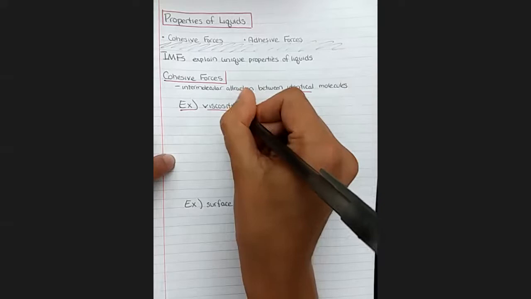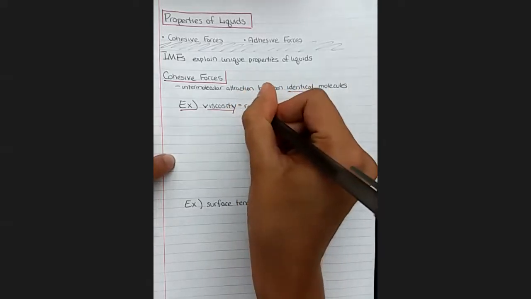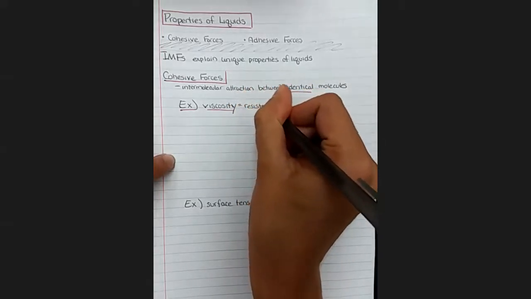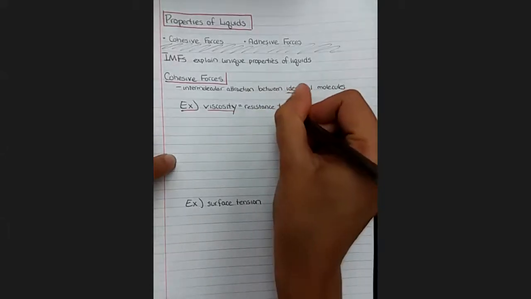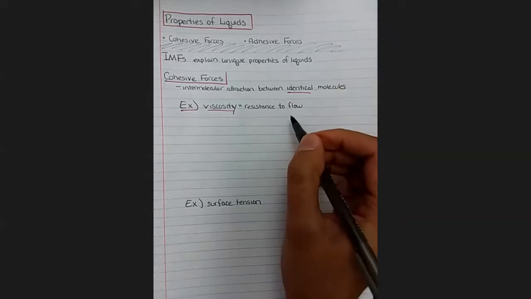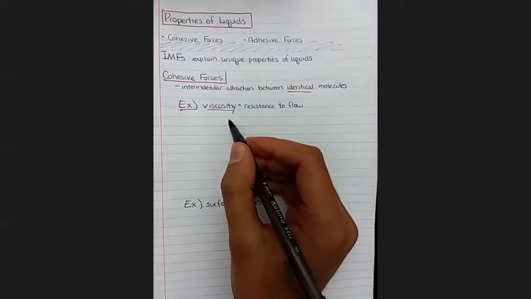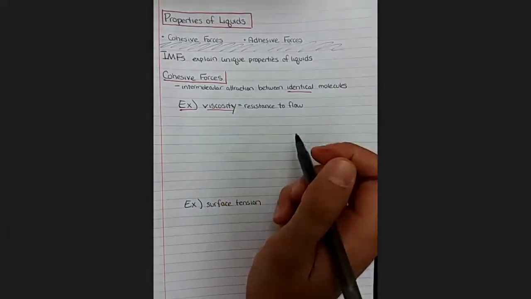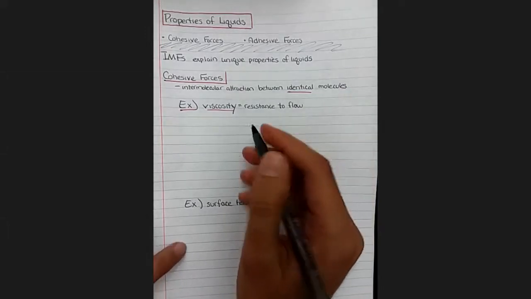You might have heard this before. Viscosity is the resistance of a liquid to flowing. So if something flows very slowly, it has a high resistance, it has a high viscosity. And if it flows very quickly, it has a low viscosity.